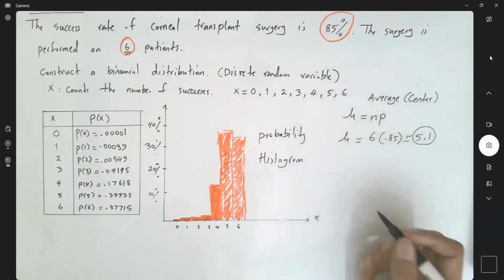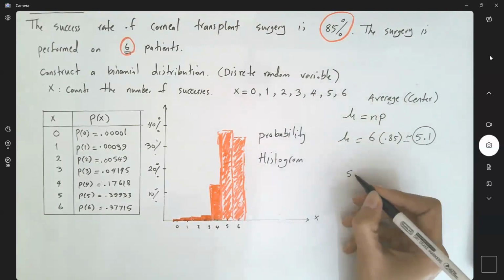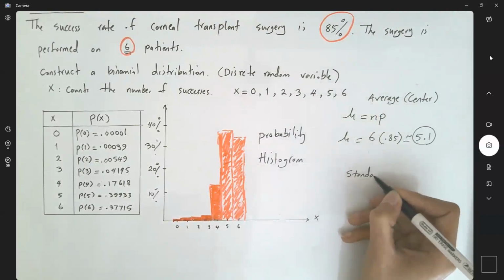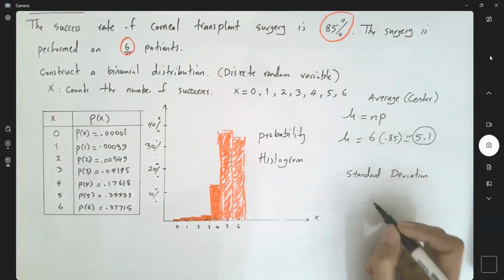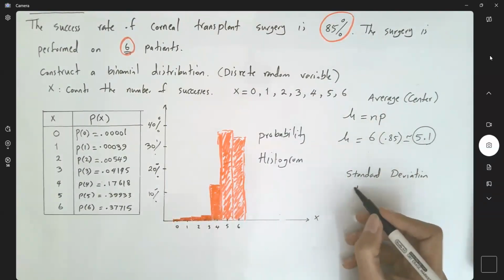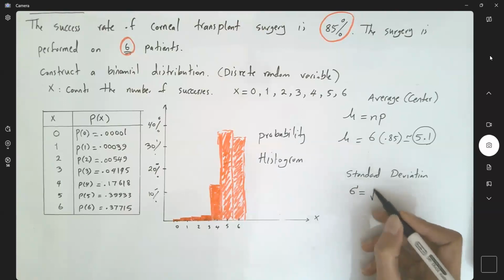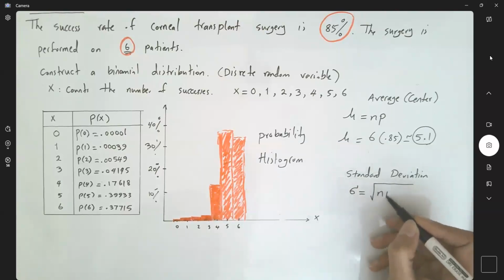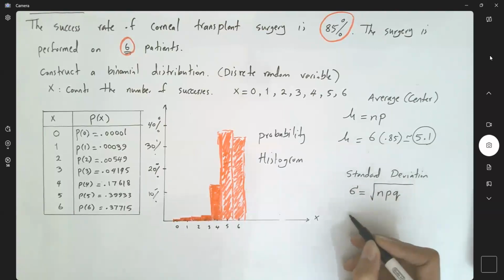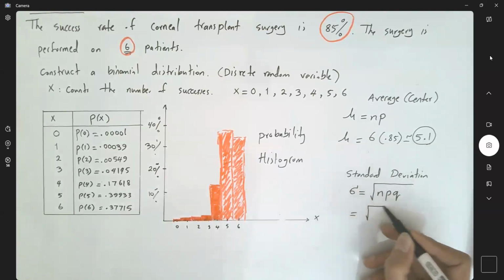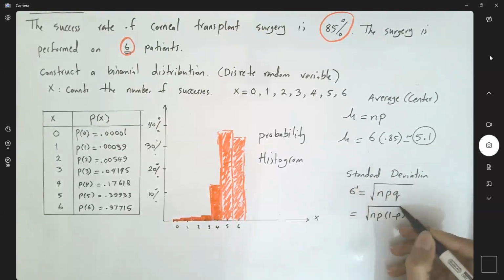What if I ask you to find the standard deviation? Standard deviation has another formula. Sigma is equal to square root of n p q. Q is the probability of failure, which is equal to square root of n p (1 minus p). Q is 1 minus p.